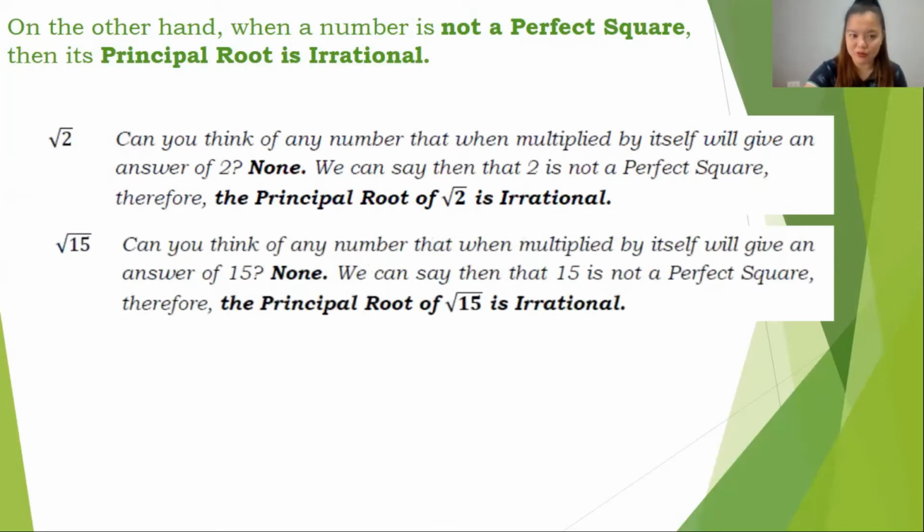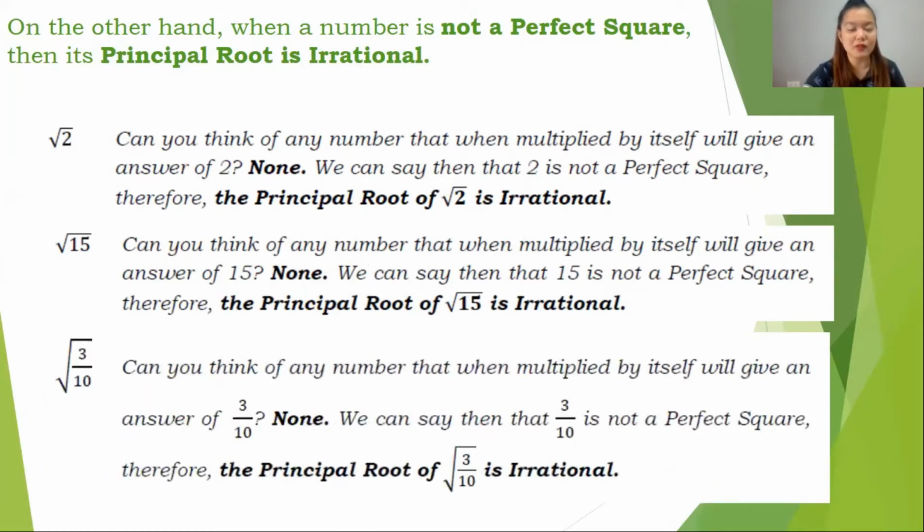Same as square root of 15, it has none. 15 is not a perfect square, therefore the square root of 15 is an irrational number. Same goes with the square root of 3 over 10. 3 over 10 is not a perfect square, therefore the principal root of the square root of 3 over 10 is an irrational number.